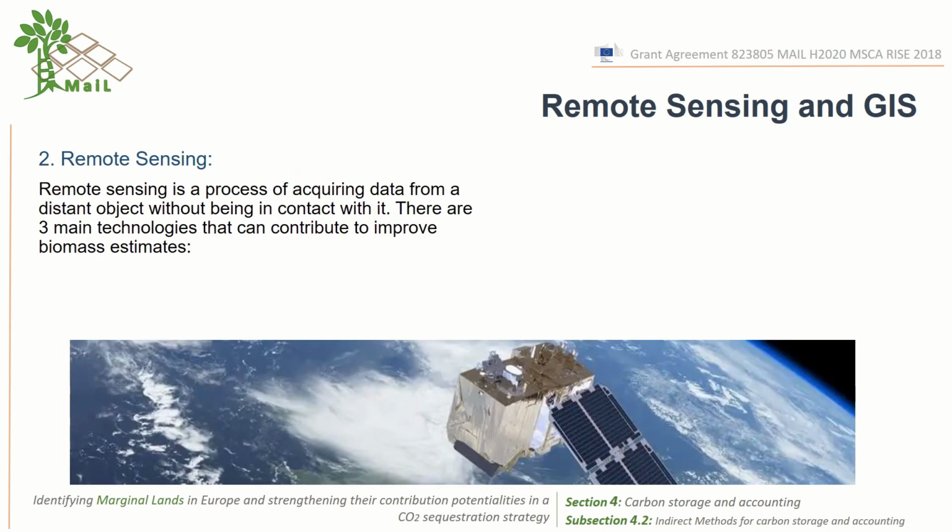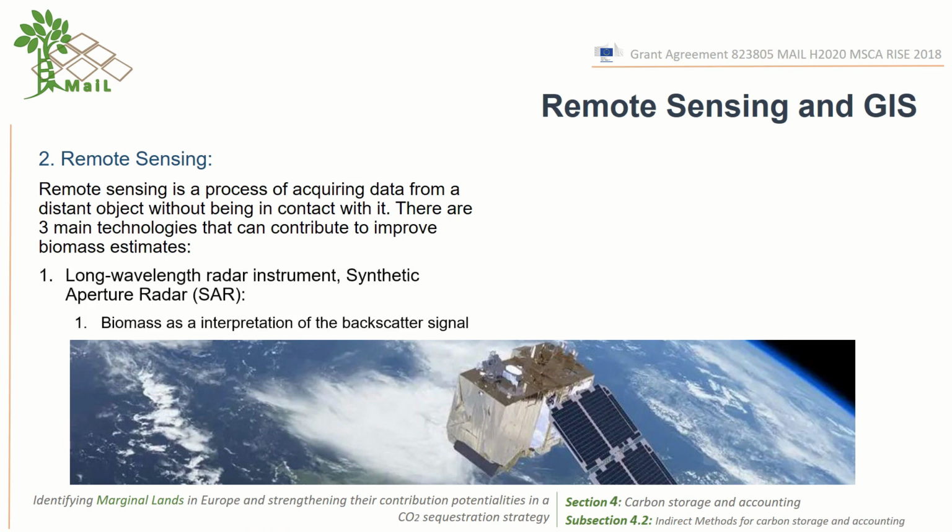Finally, another method to estimate biomass and carbon indirectly is remote sensing in GIS. Remote sensing is a process of acquiring data from a distant object without being in contact with it. Currently, there are three main technologies that can contribute to improving biomass estimates. First is the long wavelength radar instrument, or synthetic aperture radar, SAR, where biomass is understood as an interpretation of the backscatter signal.